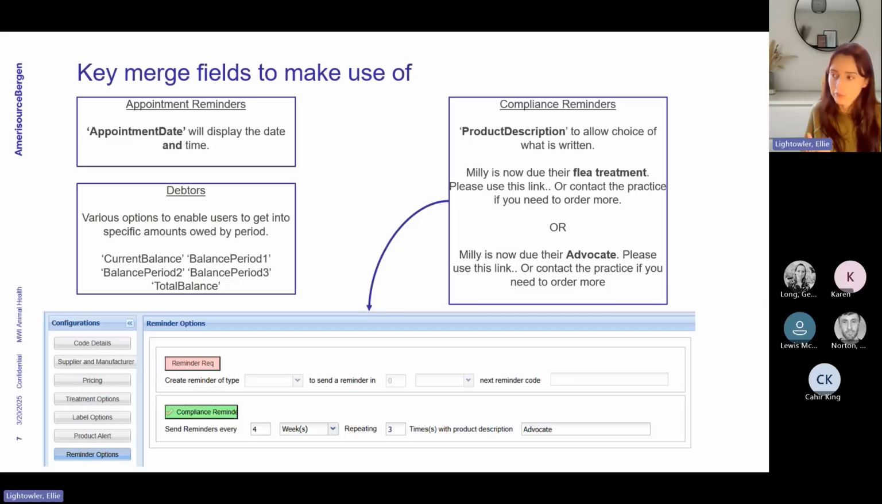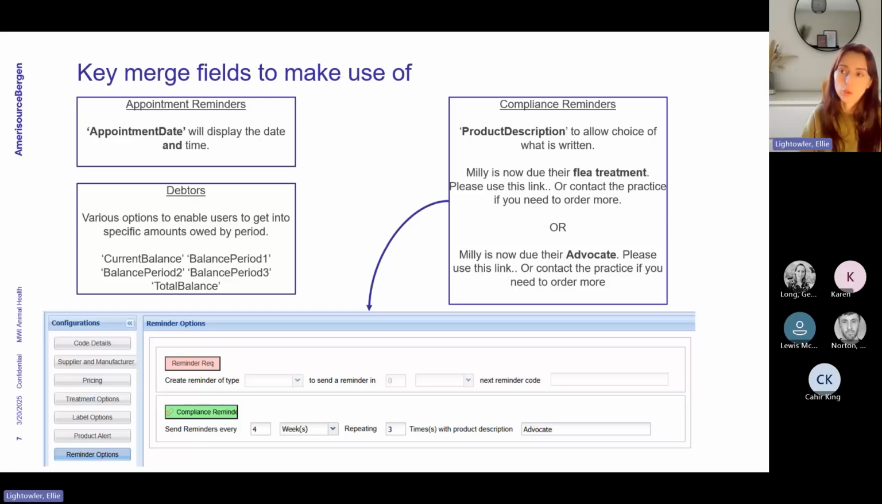because they know that that's what they routinely order. And the thing with this product description, because you turn your compliance reminder on for each individual treatment code that you want a compliance reminder for, you can be very specific for each different treatment code. It doesn't have to be the same. You can set unique things up for each different code. So it's completely up to you as a practice if you use that product description merge field.